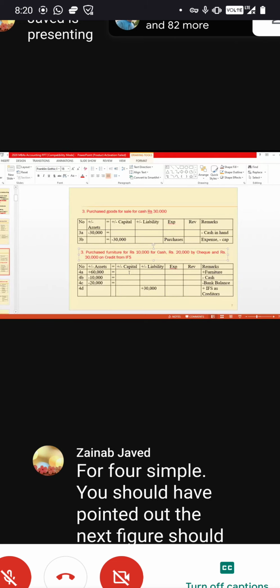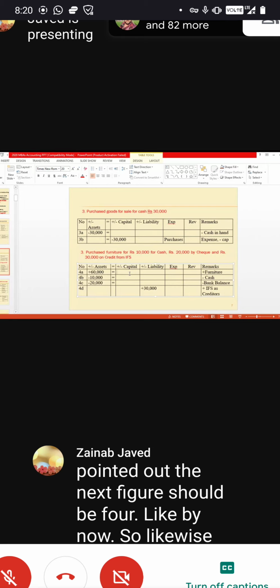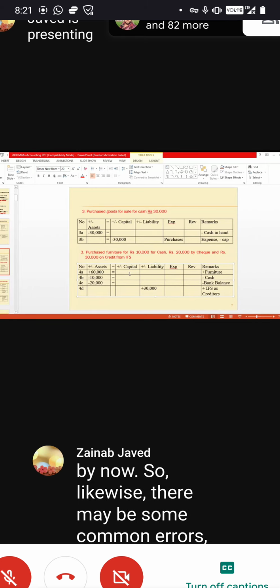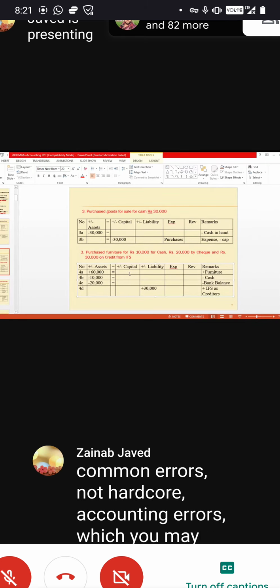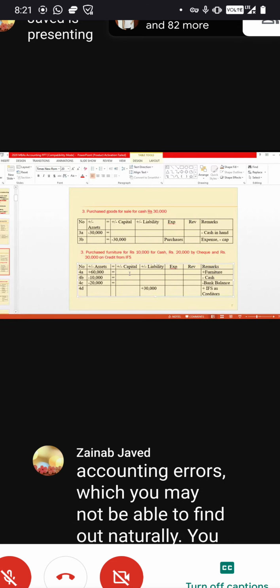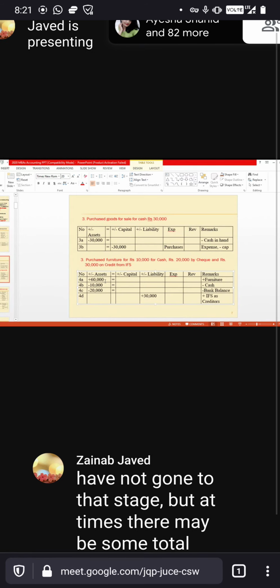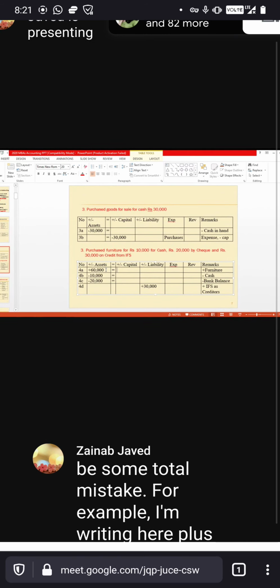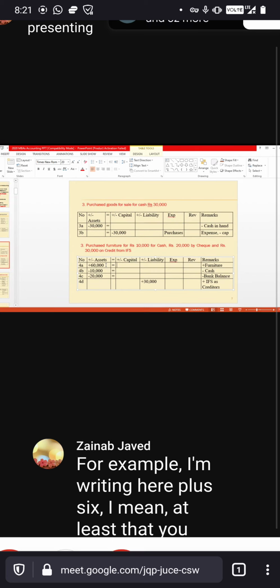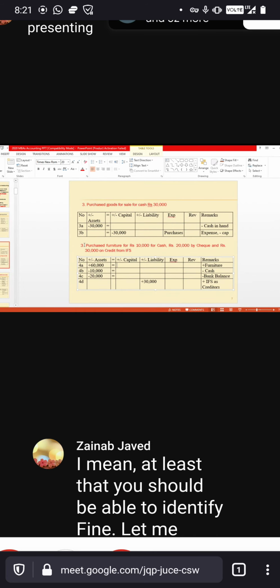Likewise, there may be some common errors, not hardcore accounting errors, which you may not be able to find out. Naturally, you have not gone to that stage. But at times, there may be some total mistake. For example, I'm writing here +6. I mean, at least that you should be able to identify. Fine. Let me explain to you now this fourth transaction.